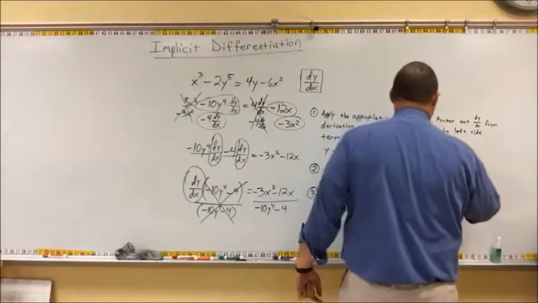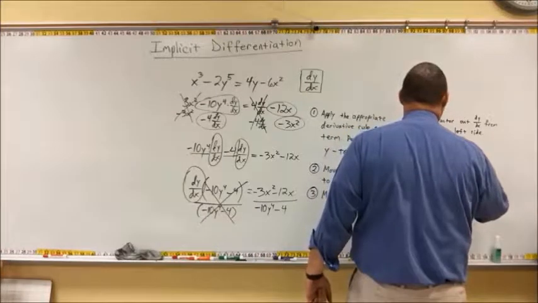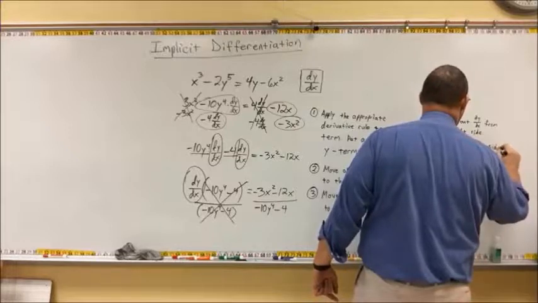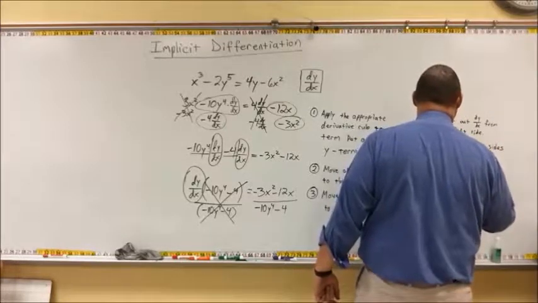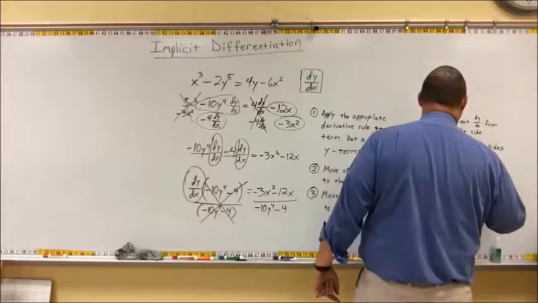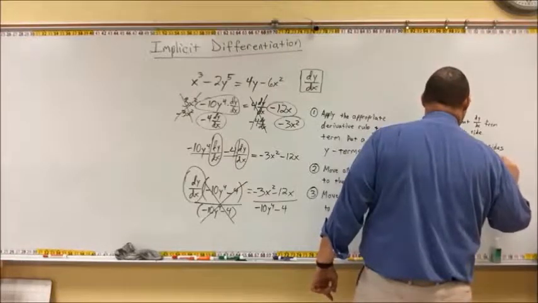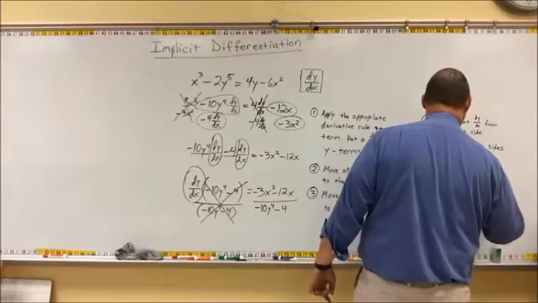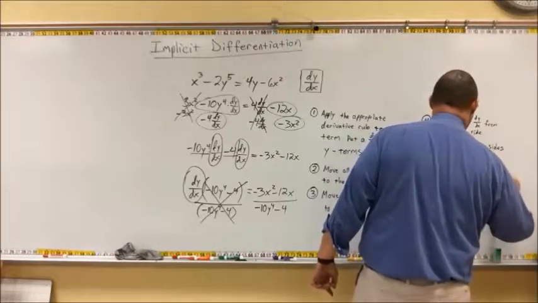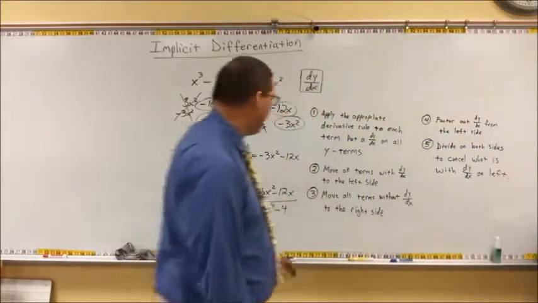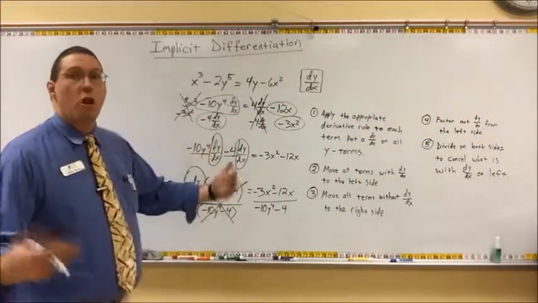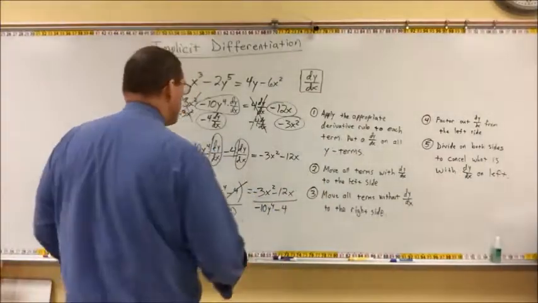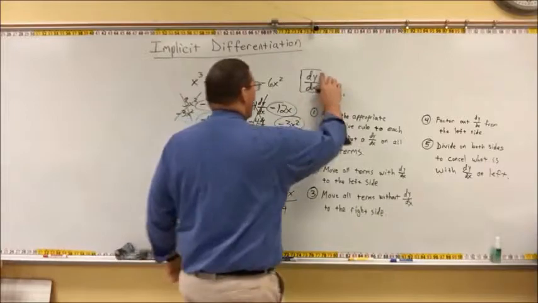So, divide on both sides to cancel what is with dy/dx on the left. So we're just canceling whatever's with the dy/dx on the left so that dy/dx can be by itself. And so our answer now is going to be dy/dx.